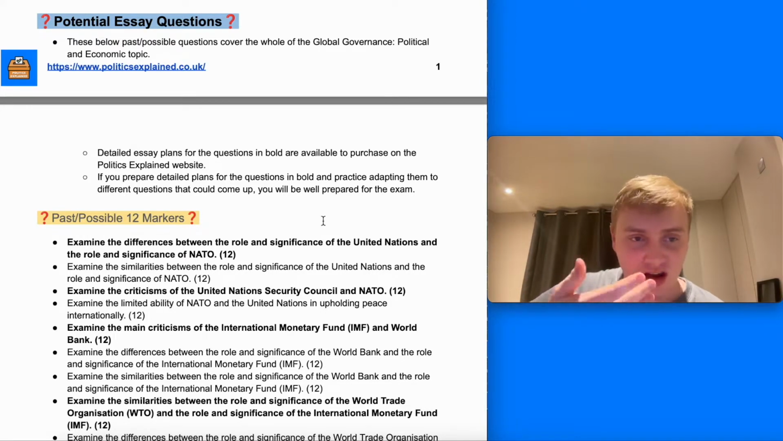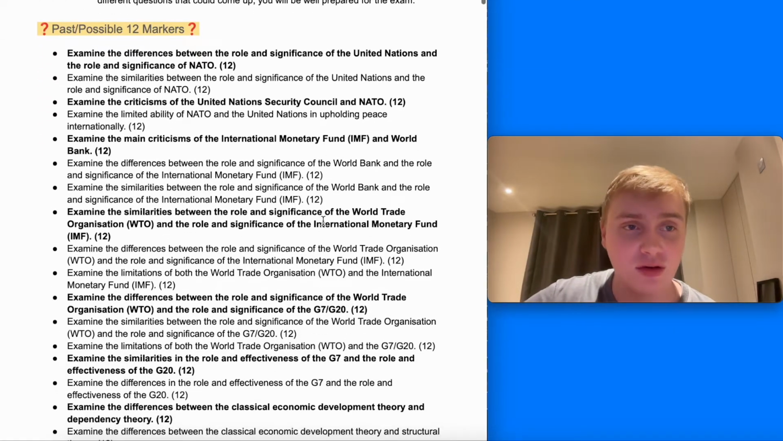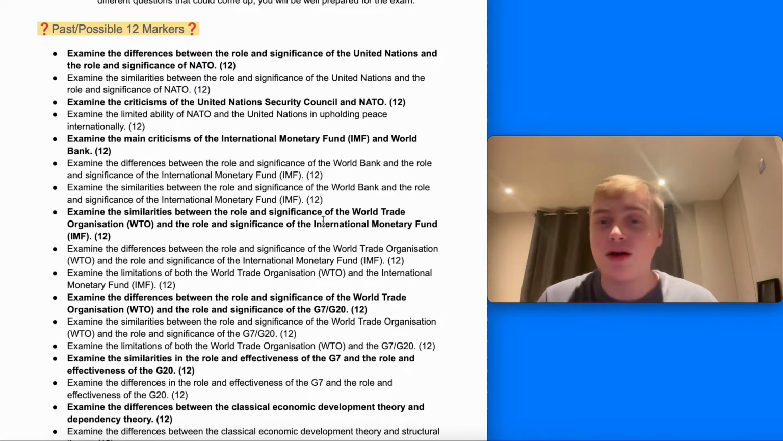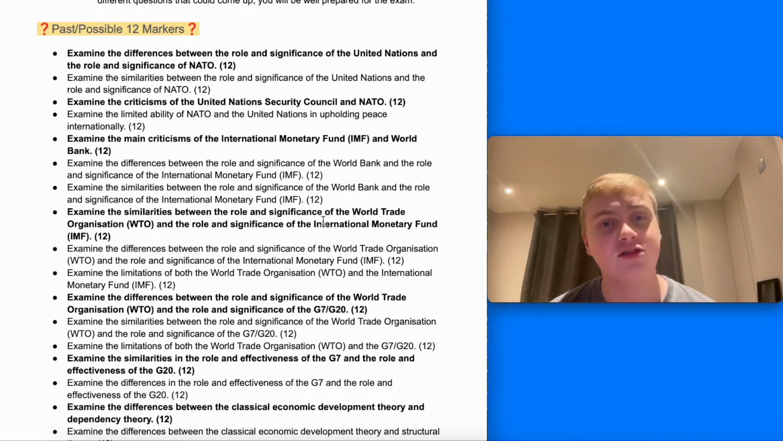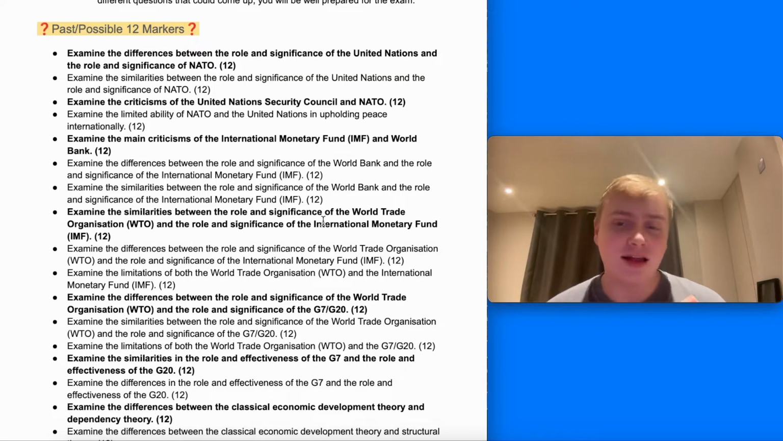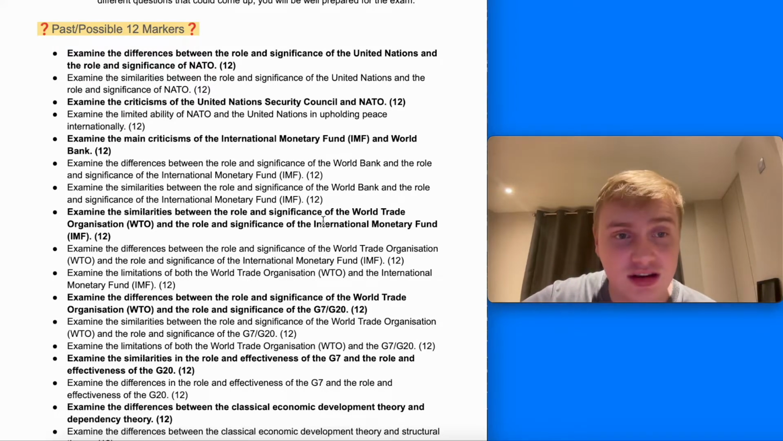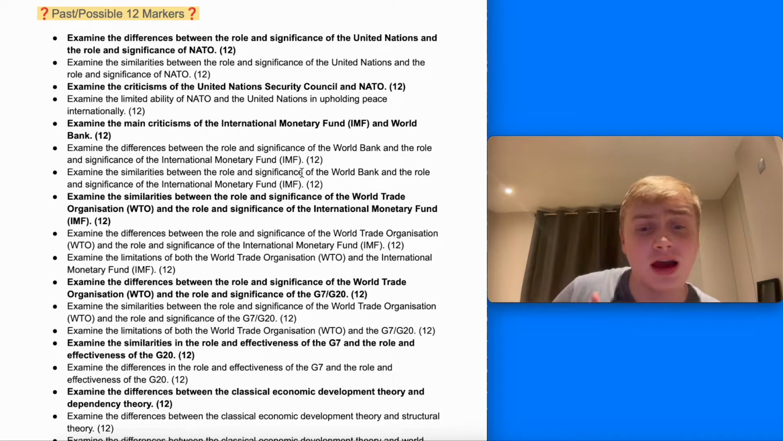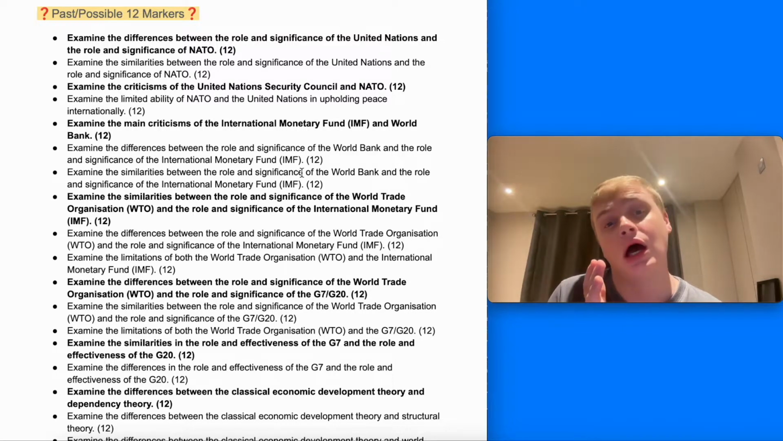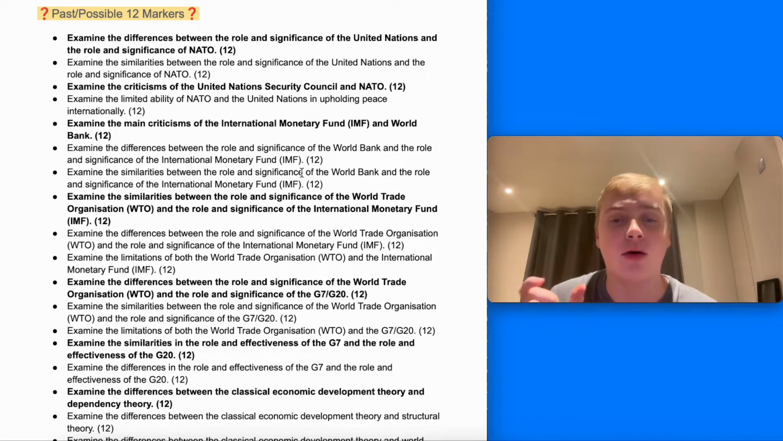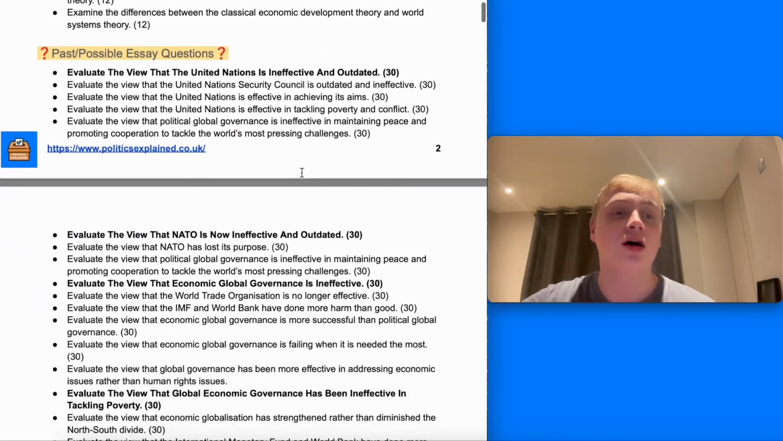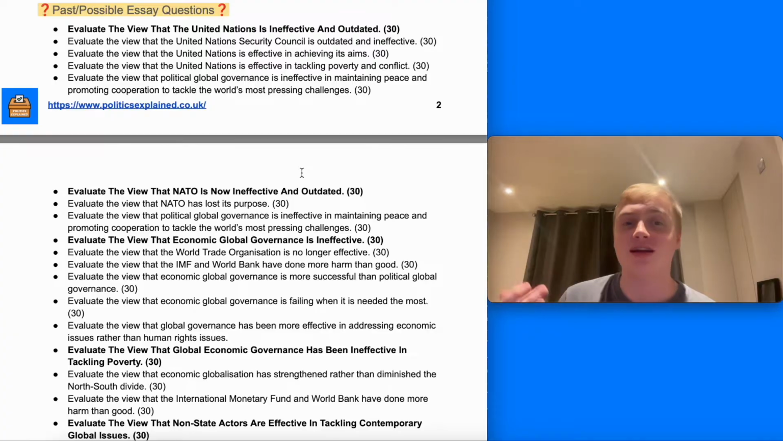In terms of specific questions you could get on the United Nations, the 12 markers are always focused on differences or similarities between two different institutions or two different concepts. For example, examine the differences between the role and significance of the United Nations and NATO. And I think that's potentially quite likely, because they're both political global governance institutions. You could also look at the criticisms of both the UN Security Council and NATO. And you could also get the UN being compared to the International Monetary Fund or the World Bank, or you could potentially even get two different institutions of the UN being compared, but I think that's a little bit less likely. In terms of the essay questions, evaluate the view that the United Nations is ineffective and outdated.